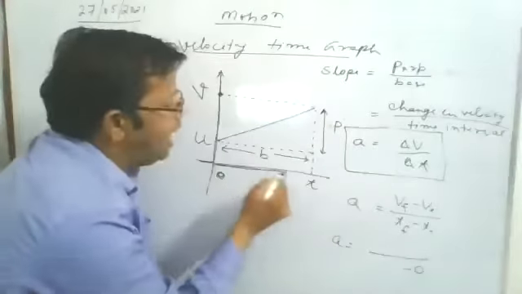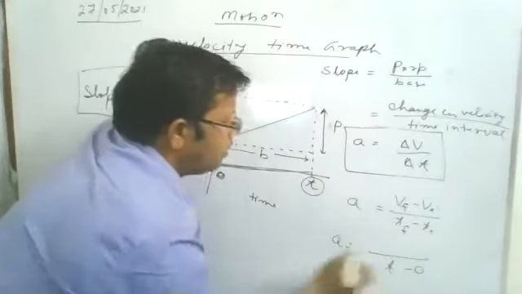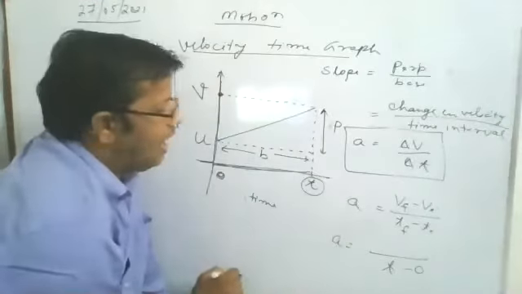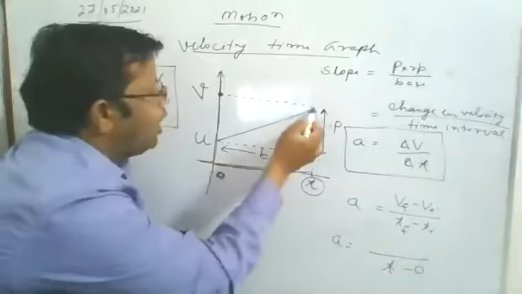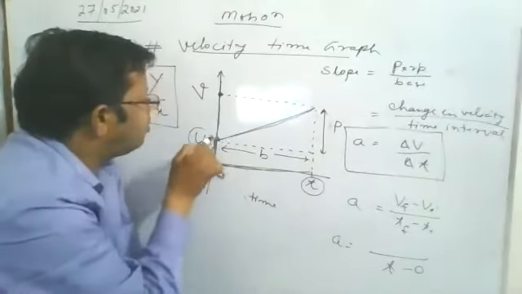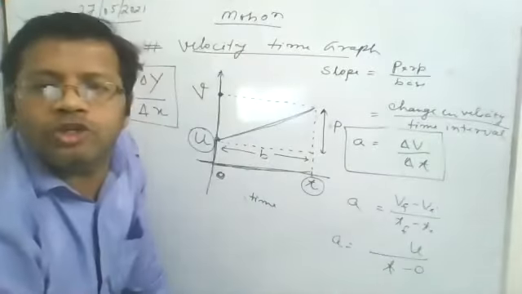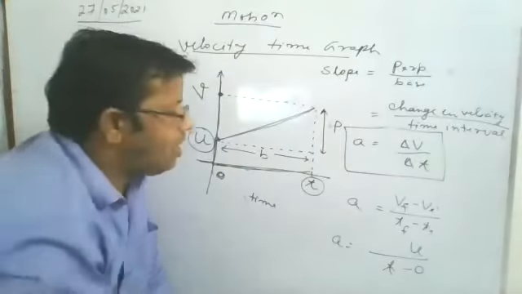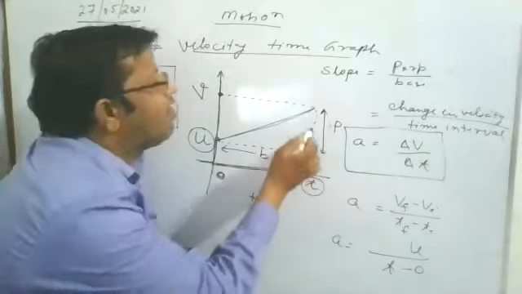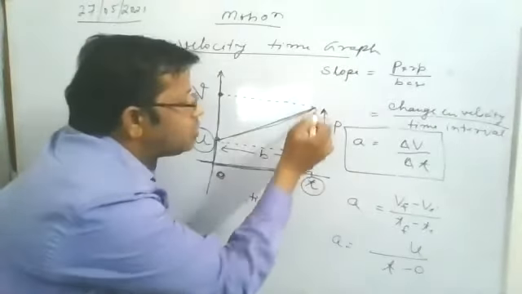What is the final time? T. Now tell me, at time 0, where is the graph? At time 0, the initial velocity is U. Now tell me, at time t, the graph reaches here. At time t, the graph reaches this point.